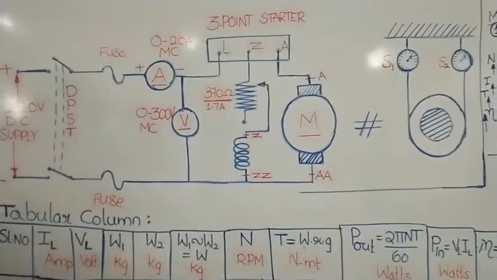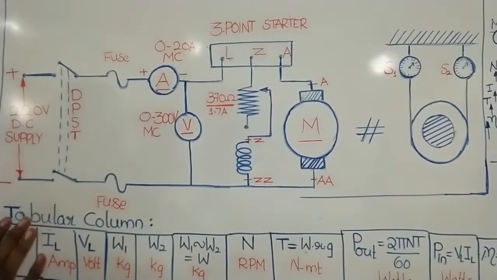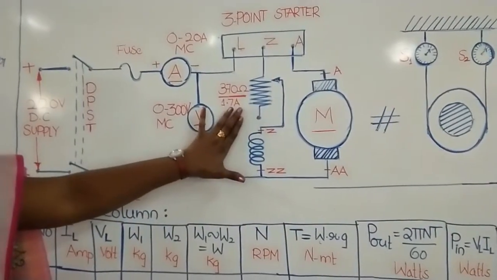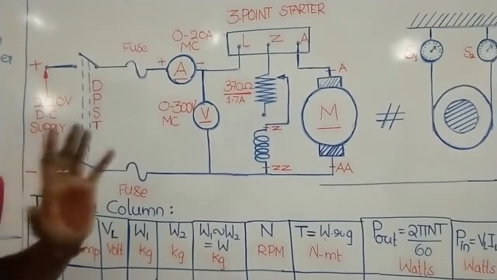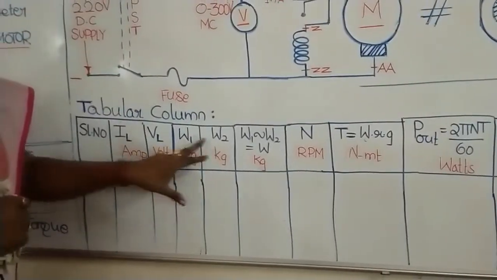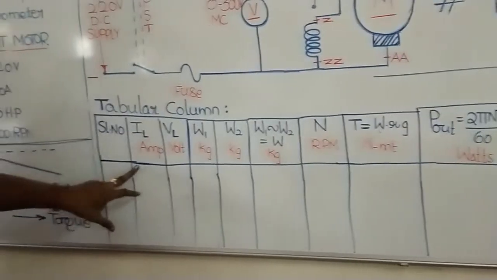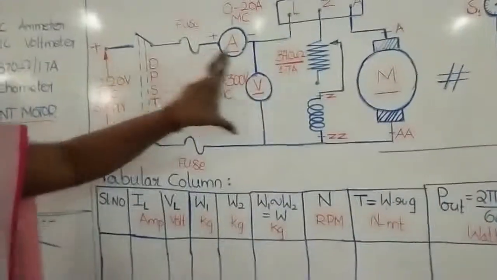Once you obtain 1500 RPM speed of the motor, don't touch this field rheostat throughout the experiment. Now the first reading we have to note down is where S1 is equal to 0 and S2 is equal to 0. I already told you W1 and W2 are the same as S1 and S2. For that, we need to make a note of the current drawn, which is given by this ammeter, and it is noted down here. Then whatever voltage is read by this voltmeter, we have to note down here.